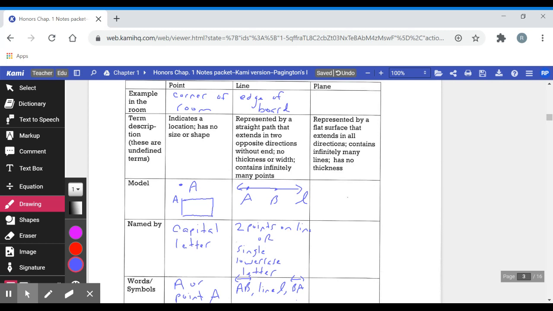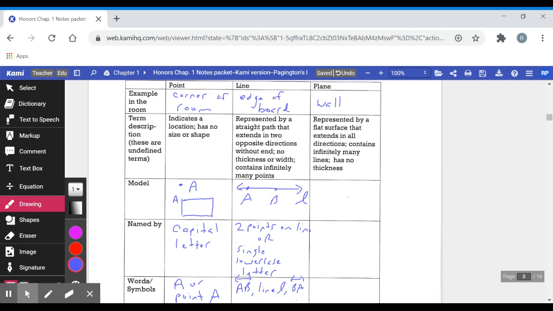Okay, now if you think about a plane, look around your room and see if you can find an example of a plane. Some things that people mentioned in class the other day were like the ceiling, the floor, the walls, the desk, the board, lots of different options there. I'll just put the wall. You can put any of those examples. Again, the description of a plane is it's represented by a flat surface that extends in all directions.